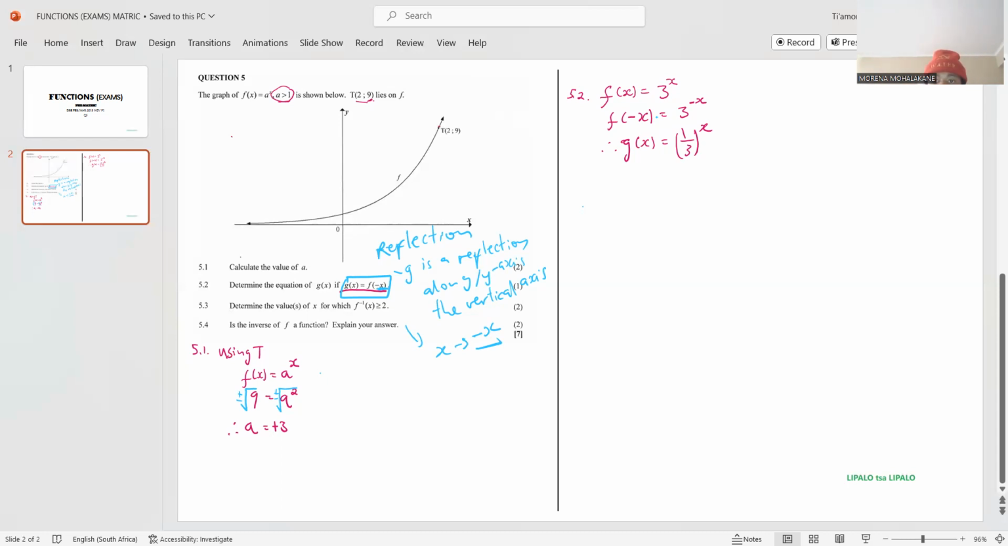And then this is from the laws of exponents, right? Where you had a exponent negative 1 being equal to 1 over a exponent 1. A exponent negative x equals 1 over a exponent x, from the laws of exponents. Good. Now let's get to the third question.